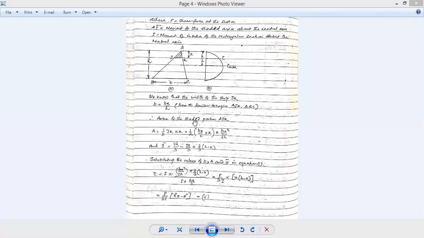Now let us find out the area of the section AJK itself. We know the area of any triangle is equal to half of the length of the base multiplied by the height of the triangle. That means the area of this section AJK is equal to half JK, which is the base of this section, times x, which is the height of this section.